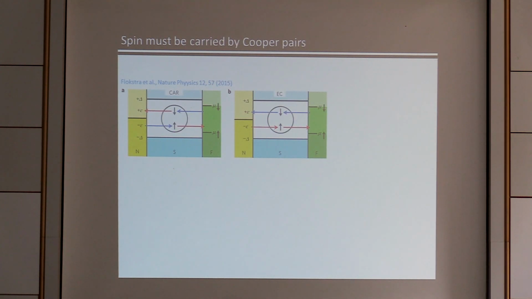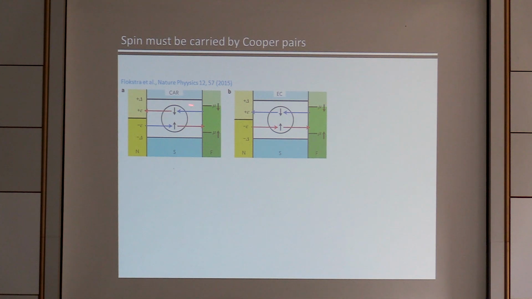So we need to abandon the idea that in this case spin is transferred via quasi-particles, and we must accept the idea that it can be transferred by Cooper pairs into the superconductor. Now, in the past literature, there have been two different mechanisms by which spin can be transferred in the superconductor via Cooper pairs in a singlet state, as they are in a BCS superconductor. These two mechanisms are cross-Andreev reflection and electron co-tunneling.